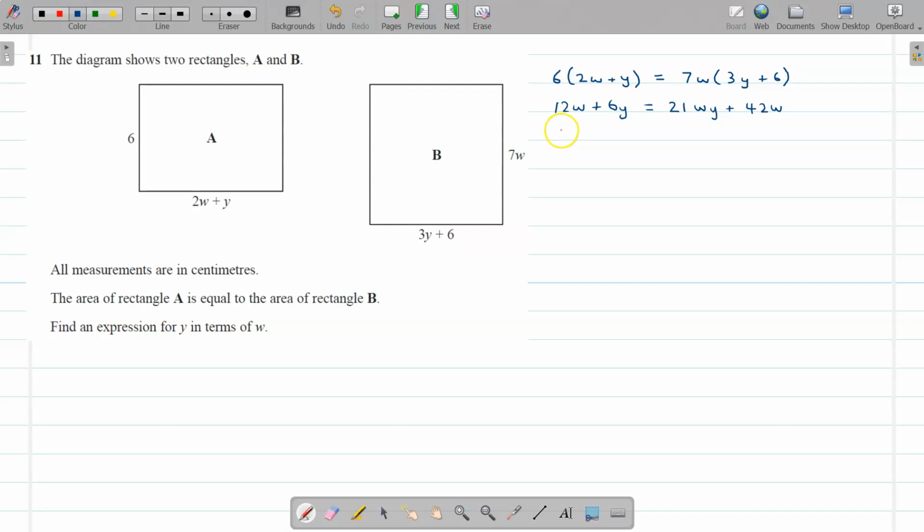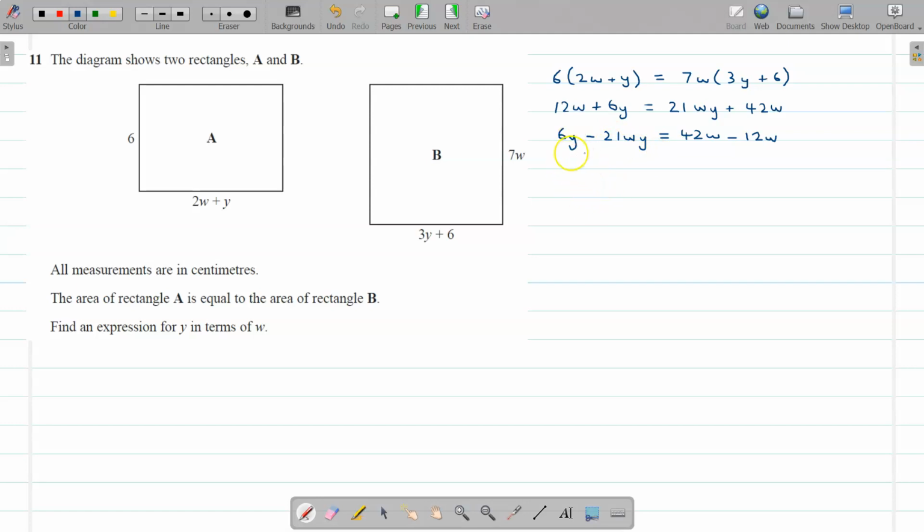So I'm going to take away the 21wy from both sides, okay, and at the same time I'm taking away the 12w from both sides. So basically I've moved the 21y over here and the 12w over here, so that's going to give me 42w minus 12w. Okay, now it's quite a simple process, but it's knowing what to do. And so we have y only on one side of the equation.